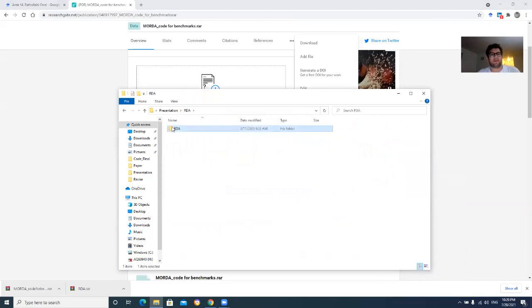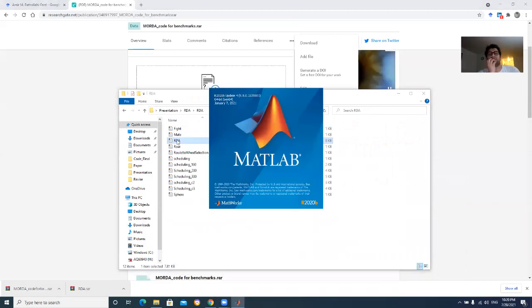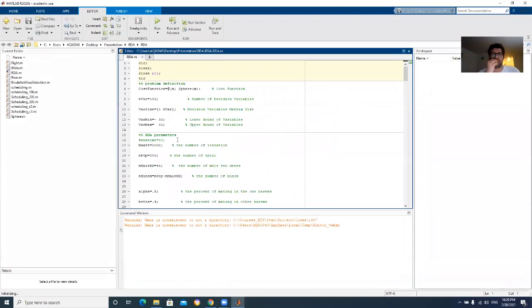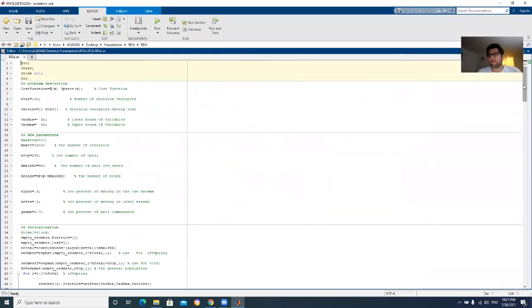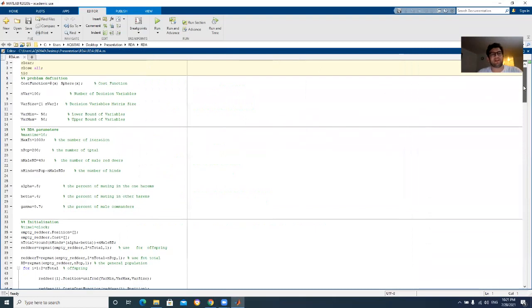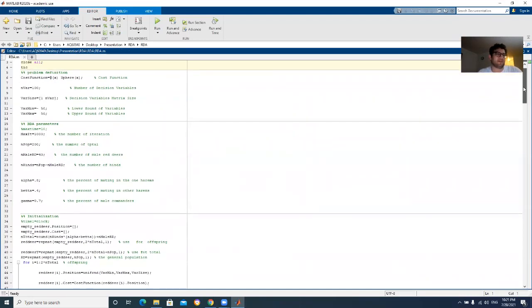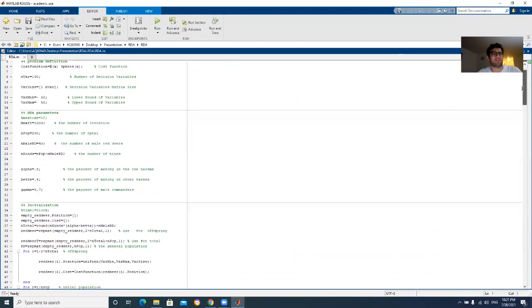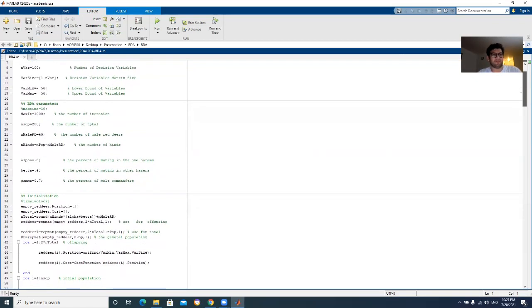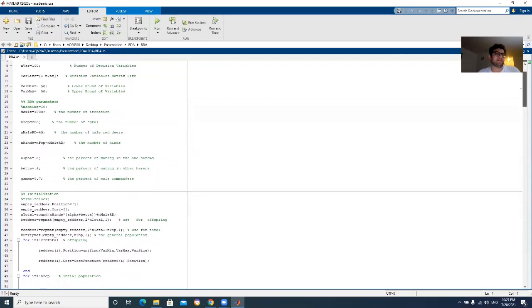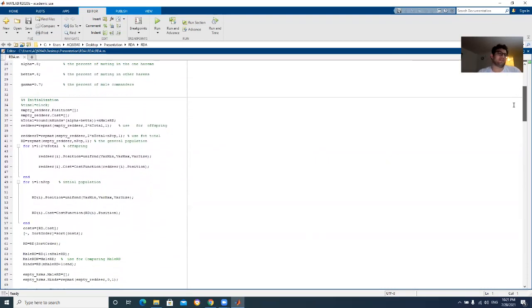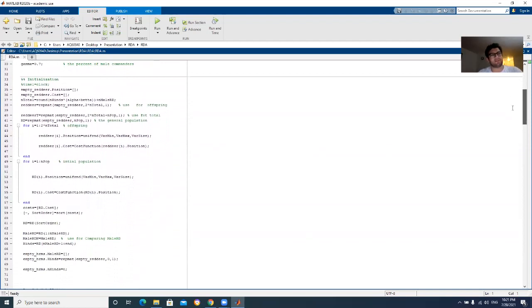So let me talk about the algorithm using MATLAB. As you can see, like our algorithms, we first define the cost function. It should be noted it is defined for the sphere. It is a non-constraint optimization problem. The number of variables, number of iterations, number of population of initial solutions, number of male deer, and number of hinds. So for each solution, for each iteration, the initial solutions are created.